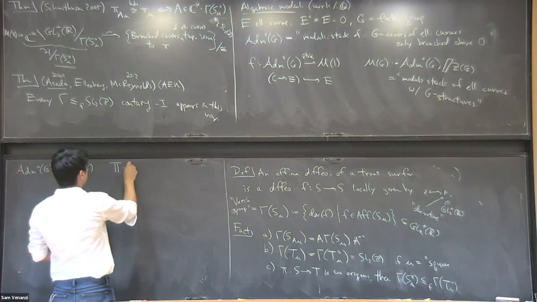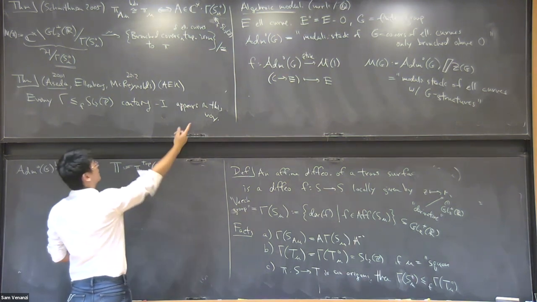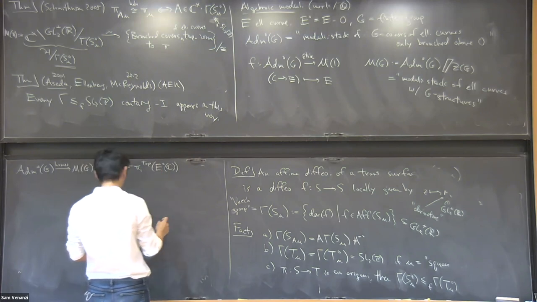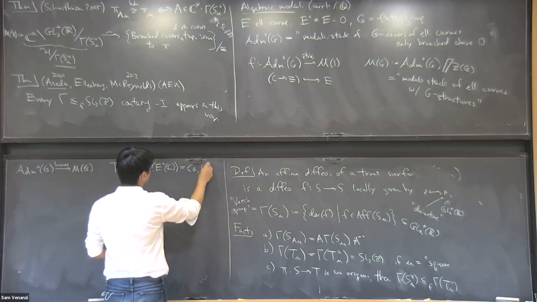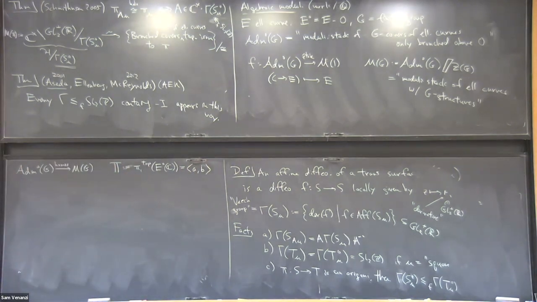So to set this up, this capital pi will be the topological fundamental group of our elliptic curve E, the complex points of it, with respect to some base point. The choice of base point won't matter. And we'll fix a pair of generators. The fundamental group of a punctured elliptic curve is a free group of rank two. So we fix generators.